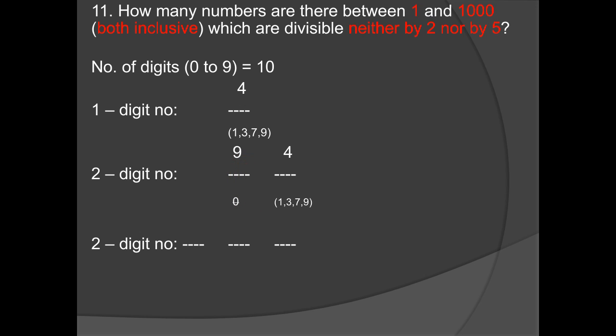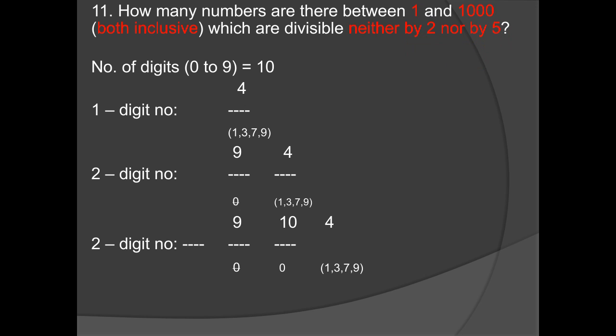Then 3 digit numbers, the same way we can do it. In the last place I have to put 4, and in the middle place I have to put 10, isn't it? All the digits can be included, but in the first place 0 cannot be included, so it is 9. Some small adjustment you have to do. Right, now 4 digit number. What is the 4 digit number? 1000. 1000 is divisible by 2 and by 5, so we cannot include it.